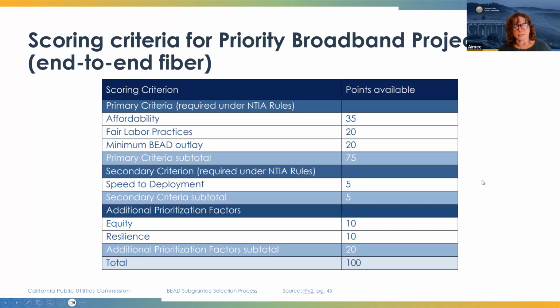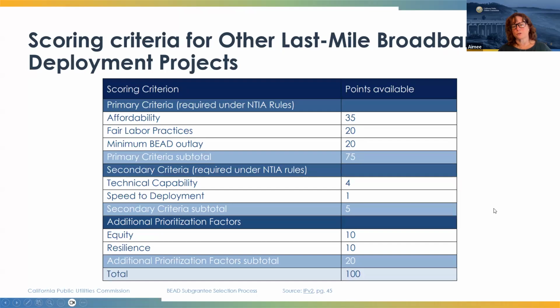In the next slide, scoring criteria for other last mile broadband deployment projects include the same primary scoring criteria. And again, these other last mile broadband projects include hybrid fiber coax and licensed fixed wireless projects. The scoring rubric is very similar, and the criterion of technical capability is also included here as well.